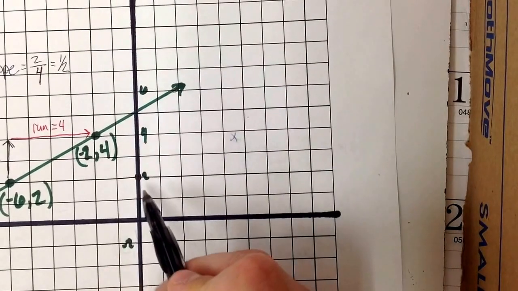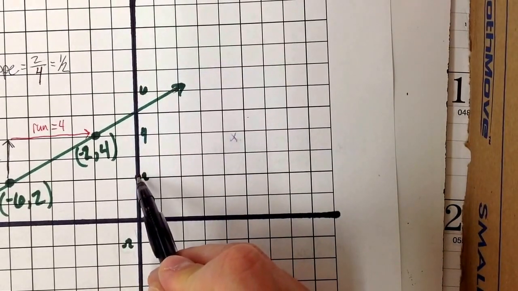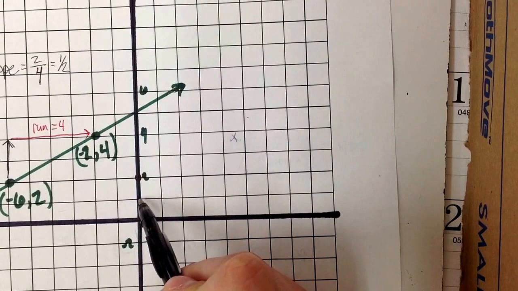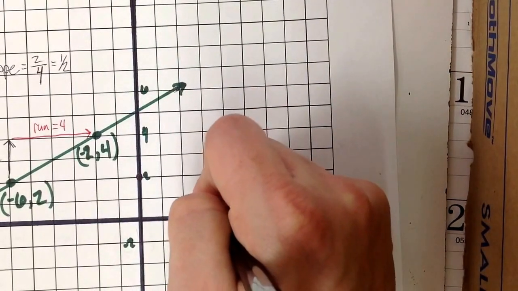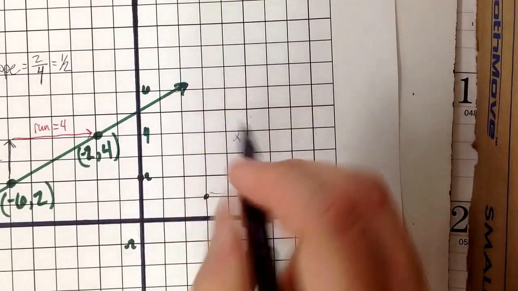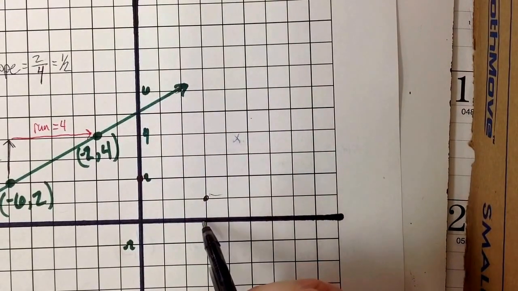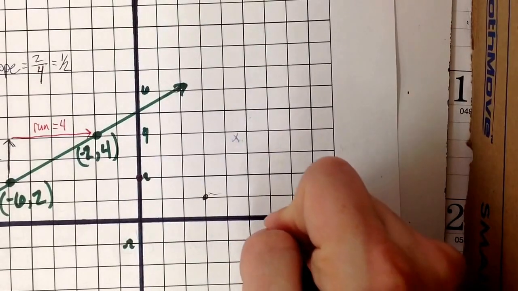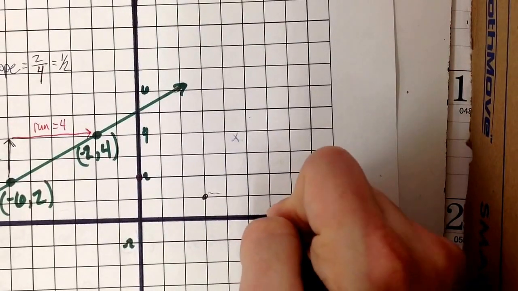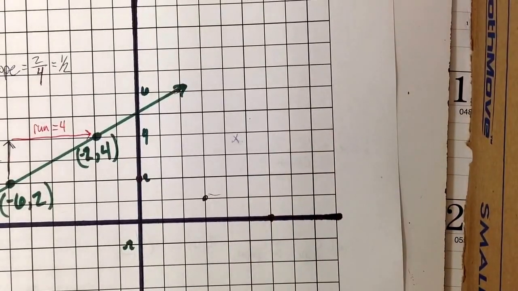So I'm going to keep that in mind. I'm going to go over here. I'm going to say -1, which is like down 1. So I'm going to go down 1 over 3. 1, 2, 3. Put my point right here. And let's do another one. So from this point, I'm going to go down 1 over 3. 1, 2, 3. And so I'm going to place a dot right there.